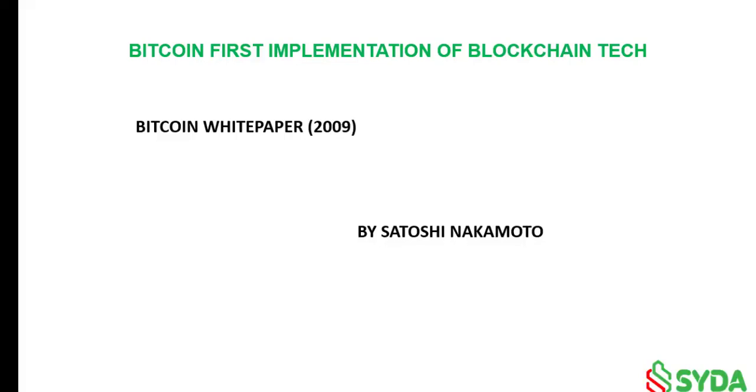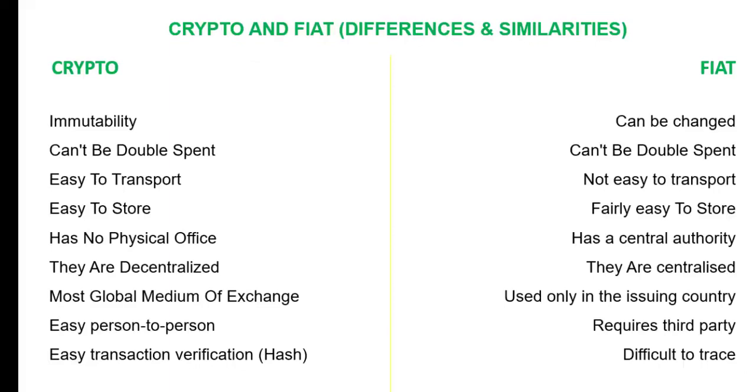Now let's go into another part of this video, which is crypto and fiat. What are the differences between crypto and fiat from what we've seen here so far? You can see that the blockchain is immutable, meaning no values can be changed. Fiat can be changed. The bank can choose to change whatever they do. They can choose to create money and add to the existing fiat that exists in the market.